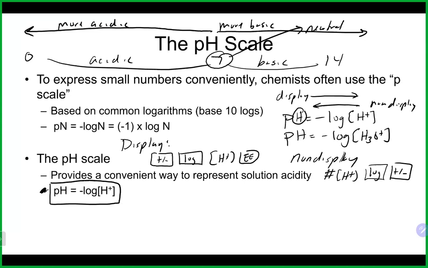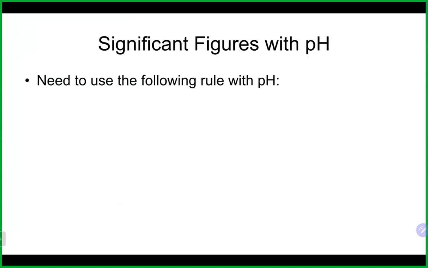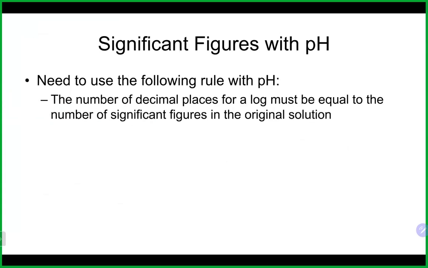And let's talk about the significant figures with pH. The number of decimal places you should have in your pH calculation should be equal to the number of significant figures in the concentration. So whatever the number of significant figures there are in the H plus concentration, you want to use that to determine how many decimal places, not significant figures, but decimal places your pH value should have.